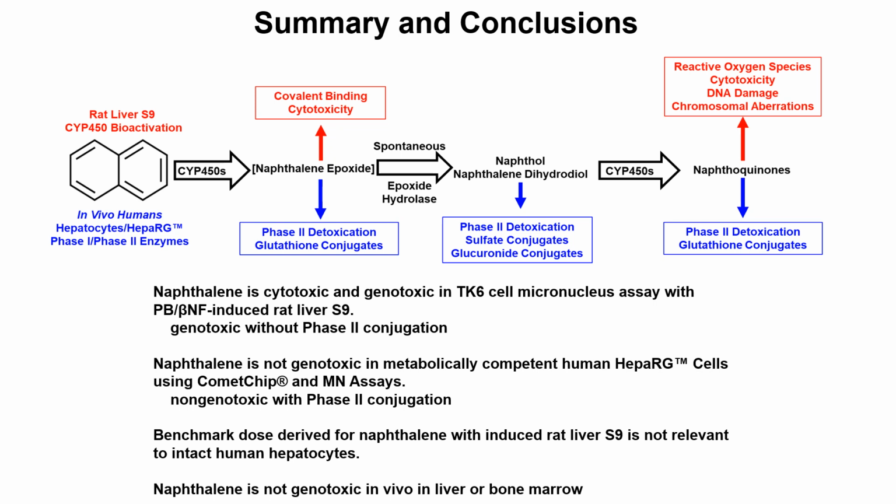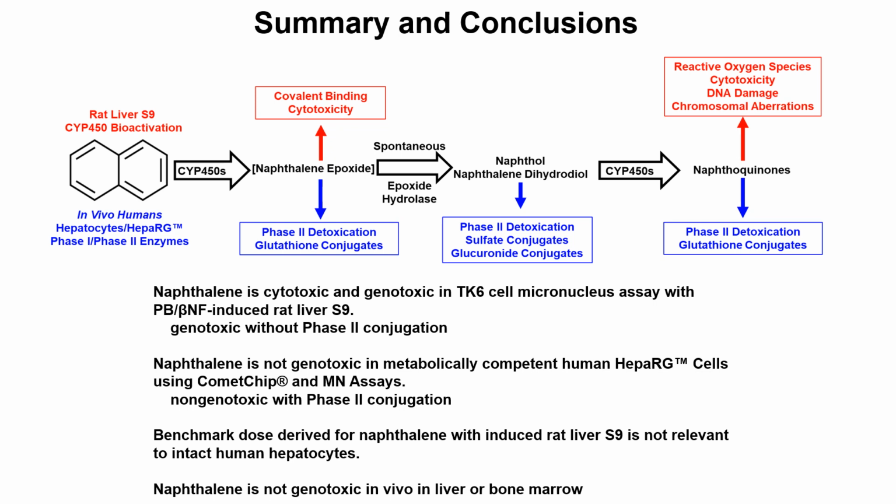So there are a number of detoxification steps that are not present in rat liver S9, which causes a cytotoxic and genotoxic response in the micronucleus assay with TK6 cells. So in TK6 cells, naphthalene is genotoxic without phase 2 conjugation. However, when you have a metabolically competent cell that has both phase 1 and phase 2 enzymes, it's non-genotoxic.